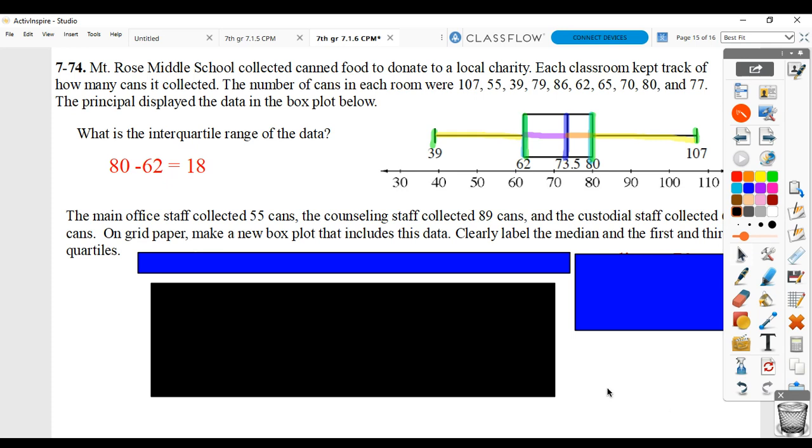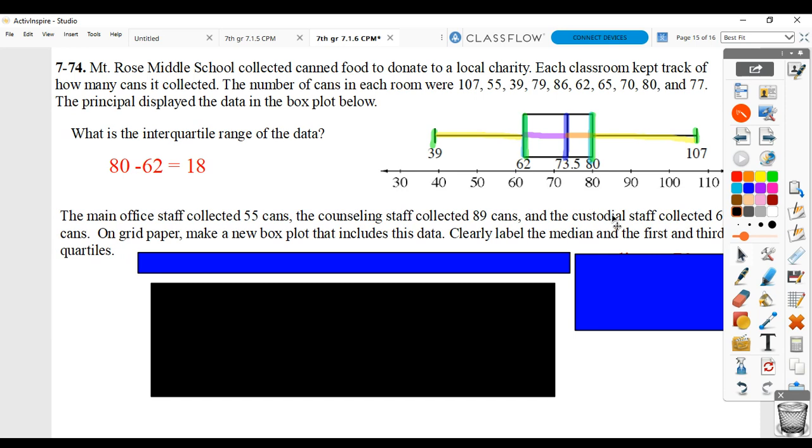Now what they want you to do is to recognize that we can add additional information and we can make a new box plot. So if the main office staff collected 55 cans, the counseling staff collected 89 cans, and the custodial staff collected 67 cans, they want us to make a new box plot. Again, clearly label the median and first and third quartiles.